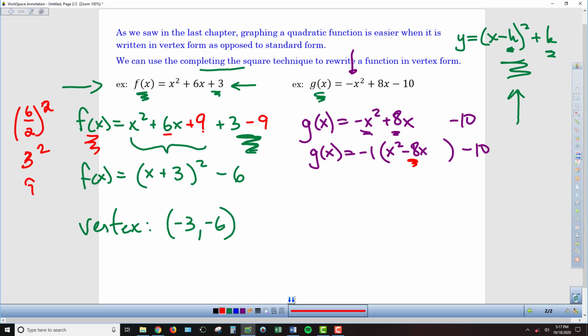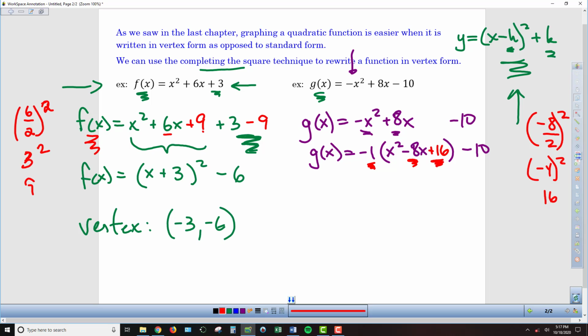So I take half of this number here, so that's going to be negative 8 divided by 2, and then I've got a square. So negative 8 divided by 2 is going to give me negative 4 that's going to be squared, so then that means I need 16. So I'm going to add 16 inside the parentheses here. But this is where things get a little bit tricky, is I didn't really add a 16 to this right-hand side of the problem, because this 16 is being multiplied by this negative 1. So that means I didn't add 16, I actually subtracted 16. I added a negative 16.